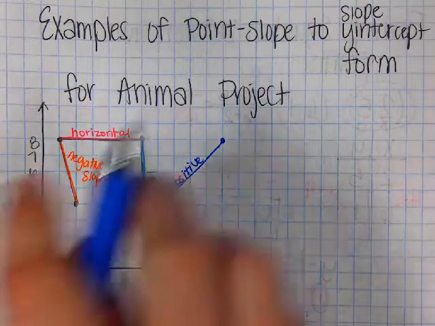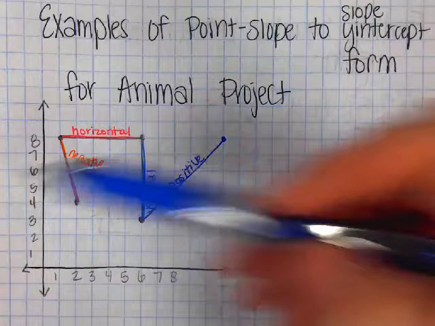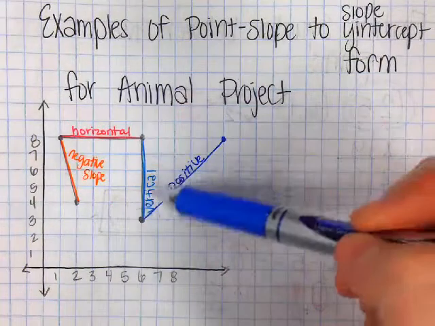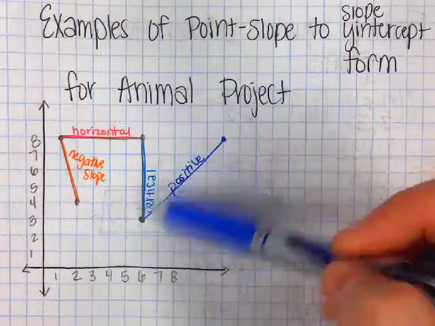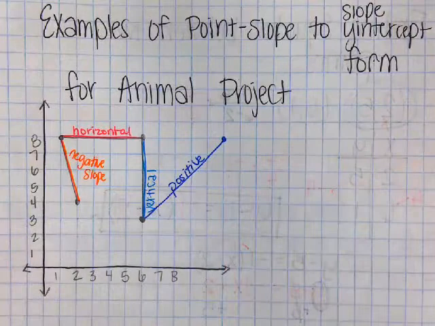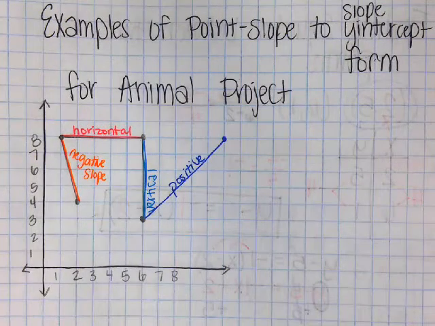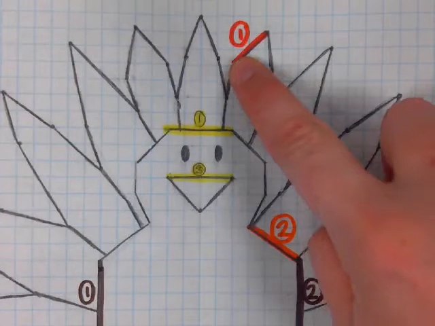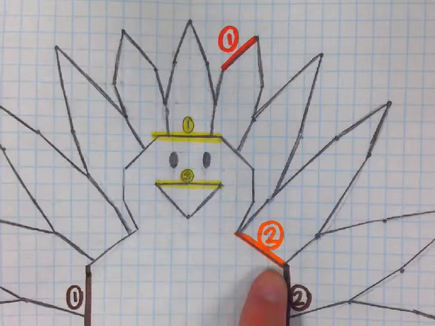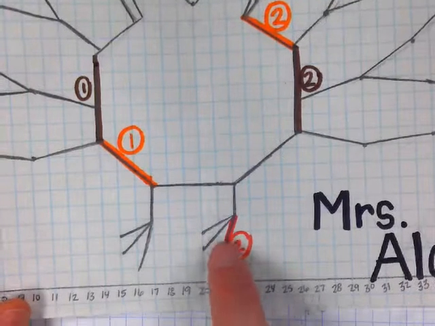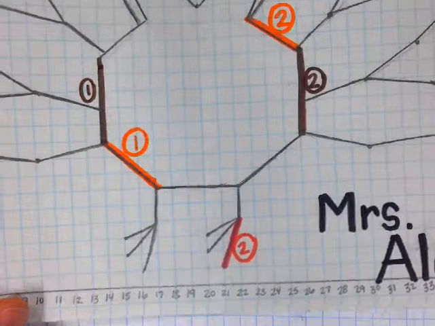So you need to have 2 of each of these, and you'll write the equation for 2 of each of them. So 2 negative slopes, 2 horizontal, 2 vertical, and 2 positive. They don't have to be touching. It's just easier for me if I have all of them in one tiny space. Remember, you're going to have an animal that has lots of different lines. Like if you look at my turkey, you can see this is a positive slope because it's going down. This is a negative slope. These are horizontal. Here's my verticals, and there's a positive because it's going up. This is a negative because it's going down.